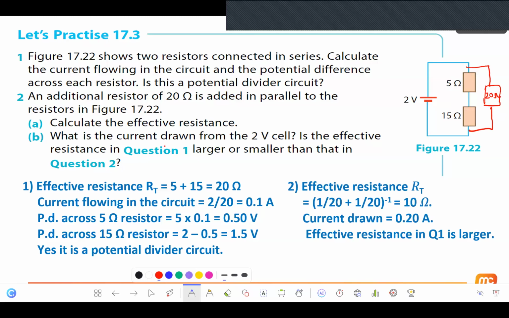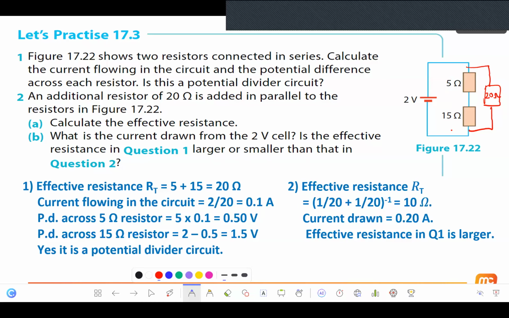So what is the current drawn now? The current I equals V over R. So it will be 2 over 20, 2 over 10, sorry, 2 over 10. My total resistance is 10, so it will be 0.2 ampere. And then, is the effective resistance larger or smaller? It will become larger. Okay, the effective resistance, oh, I'm so sorry. The effective resistance is smaller, not larger, because I add a resistor in parallel, so my total resistance would have dropped. So the effective resistance in question 1 is larger. In question 2, it will be smaller because I add another resistor in parallel.